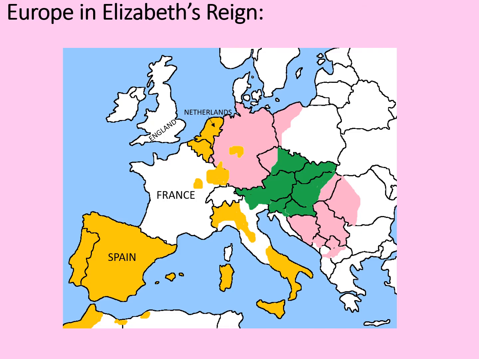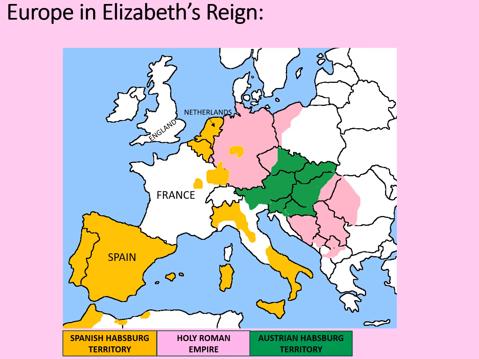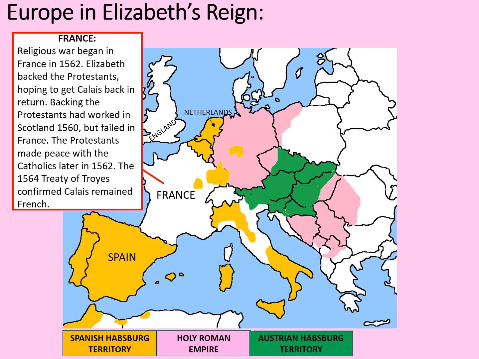So you should look at these borders as being approximate rather than actual borders, but they'll help give you the idea of how Europe was divided up at this time. Let's look at the different sections. Firstly, in the mustard colour, we have the Spanish Habsburg territory. That's an empire. Then in the pink, we have the Holy Roman Empire. And then in the bluish green, we've got the Austrian Habsburg territory.